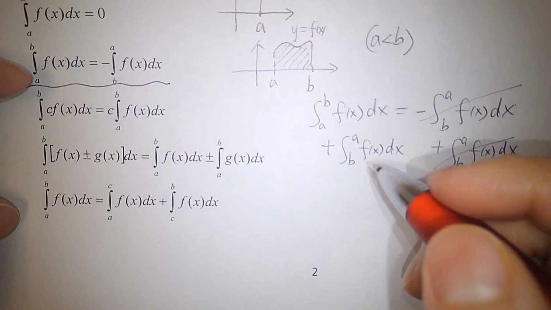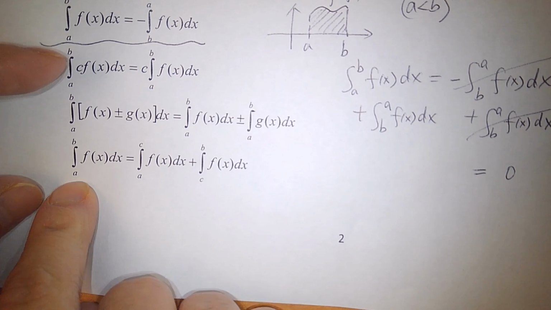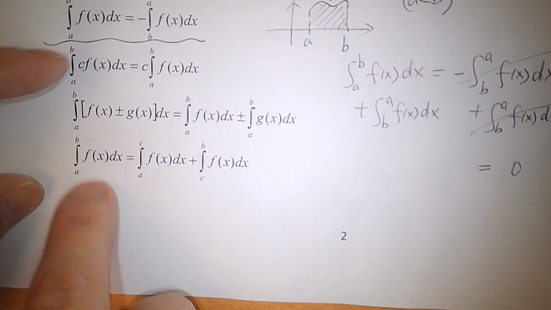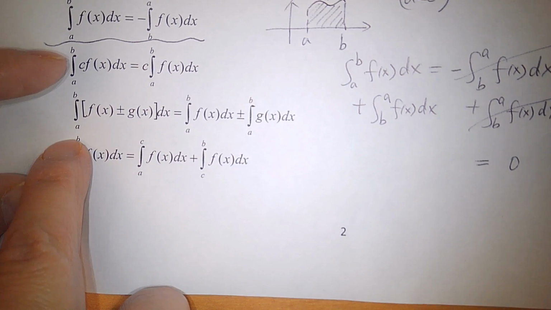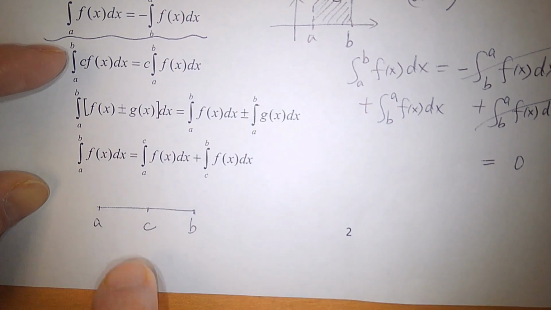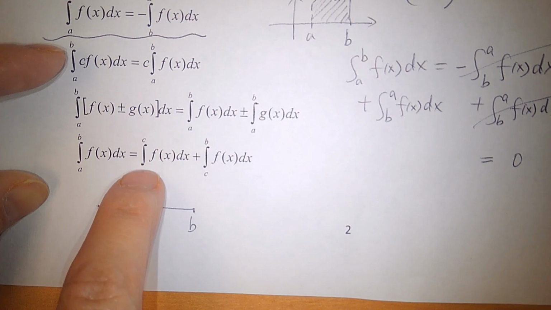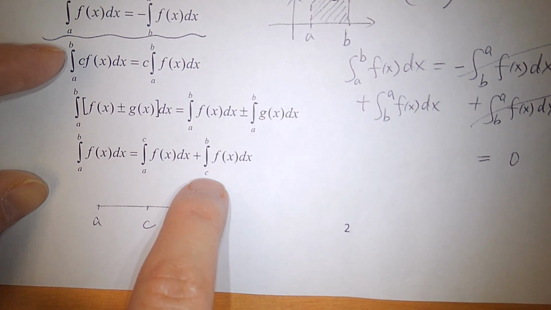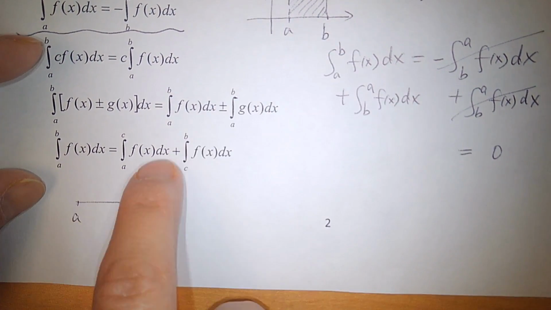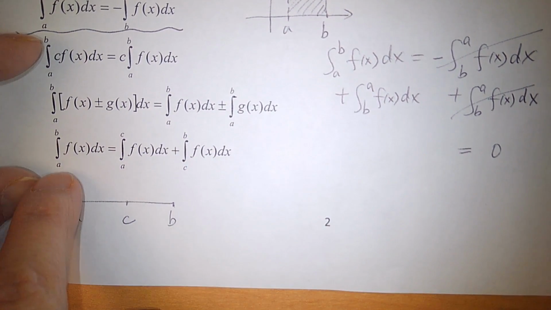We'll probably have to learn another property before we can prove this. What is the other property? If we have a definite integral of f of x dx with limits from a to b, we could split a to b at a middle point c. So the integral from a to b can be split into the integral from a to c plus the integral from c to b. When we add up these two, we have a to b.